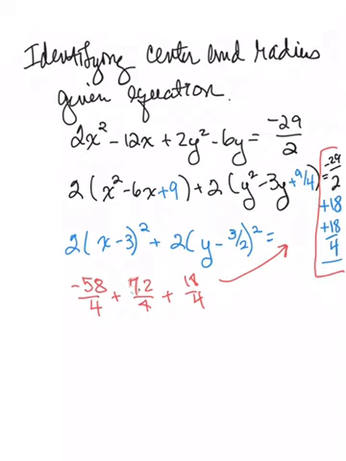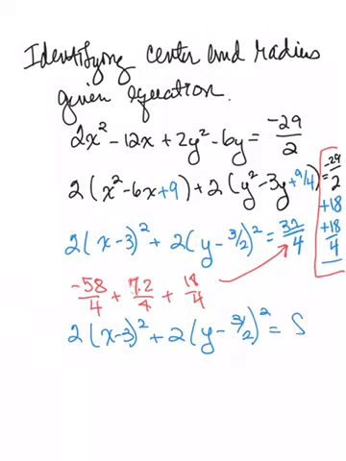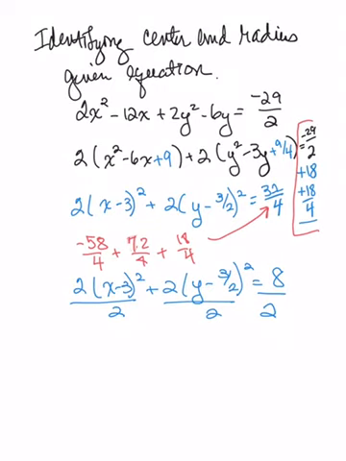So this would be 32 fourths. Okay, now I know that's technically equal to 8, so we can make that simplification. So I'll go 2 times x minus 3 squared plus 2 times y minus 3 halves squared equals 8. Now the next thing I'm going to do is divide everything by 2. So divide by 2, divide by 2, divide by 2. That means this cancels and this divides, and that will be equal to 4.